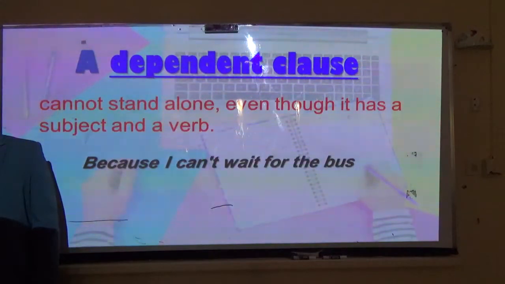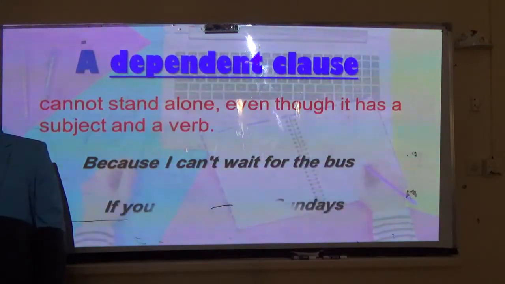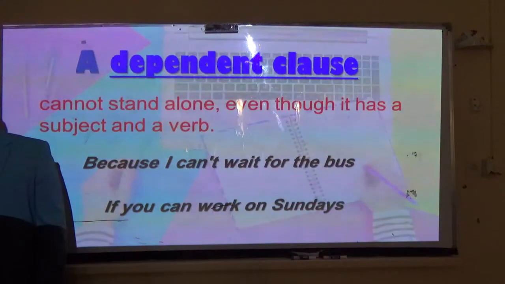Because I can't wait for the bus. Can this sentence stand alone? No, it can't. Another sentence: If you can work on Sundays. Can this sentence stand alone? Yes, you are right, it cannot stand alone. Therefore, we call it a dependent clause. Can you give me more examples, please?